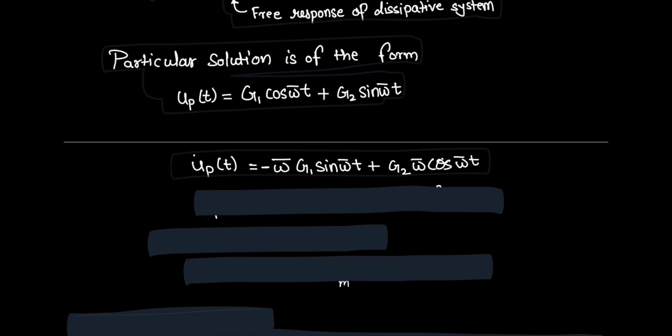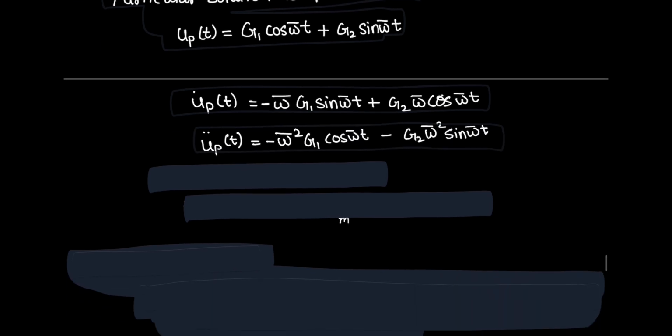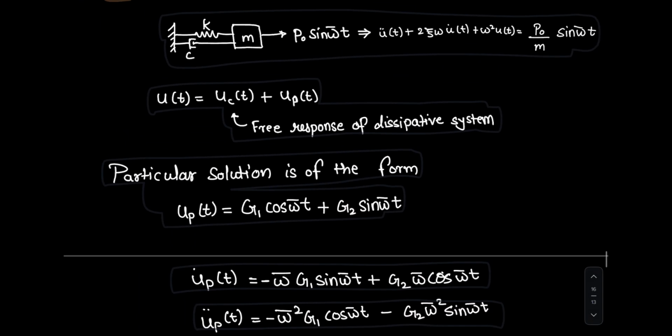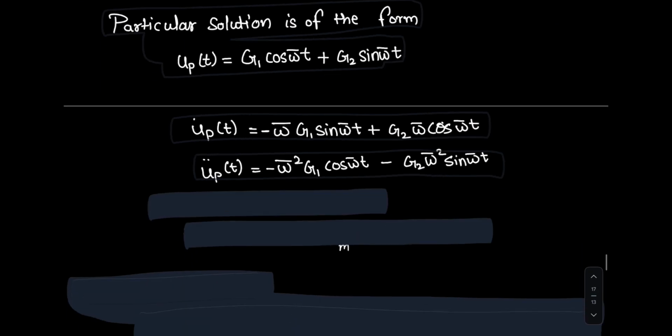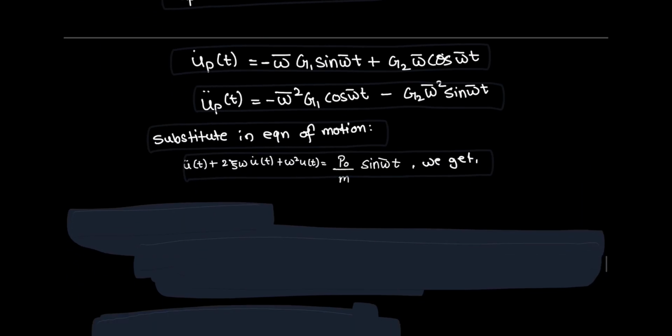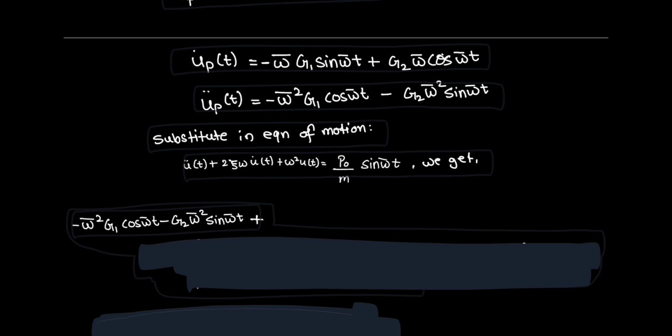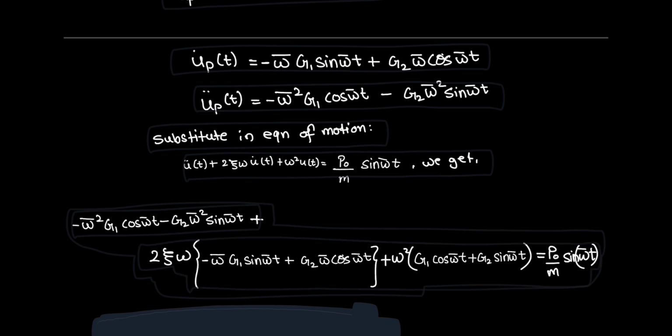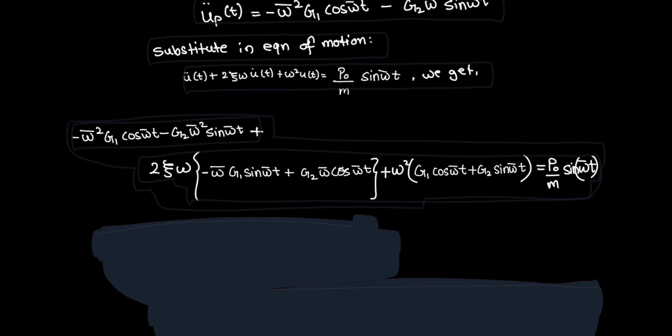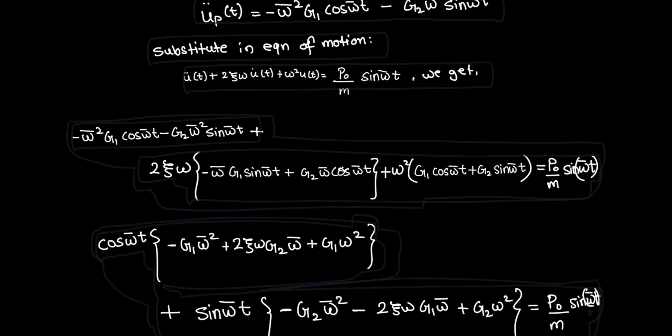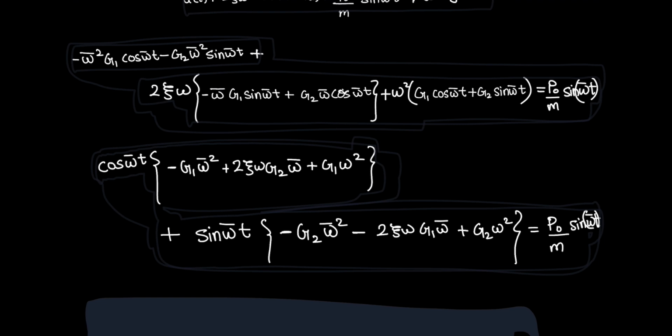We calculate the velocity by differentiating the equation. We calculate the acceleration by again differentiating, and then we substitute the values of u of t, velocity and acceleration in the equation of motion that we found out. So upon substitution, we find the equation becomes... Next we isolate the cos terms and sin terms.